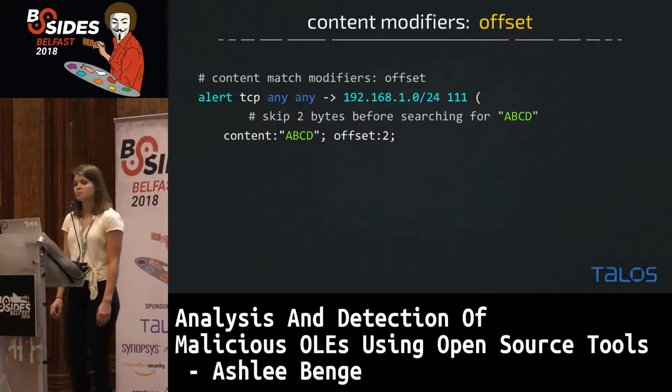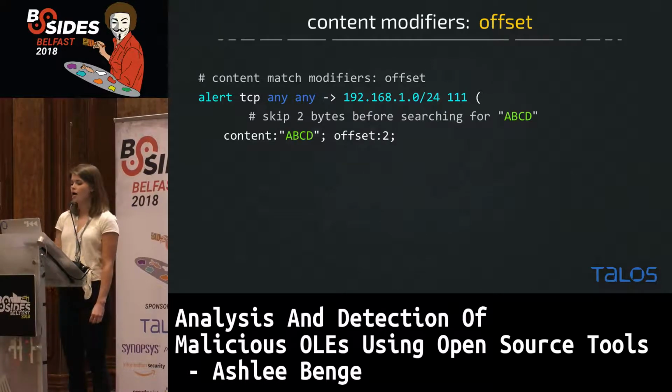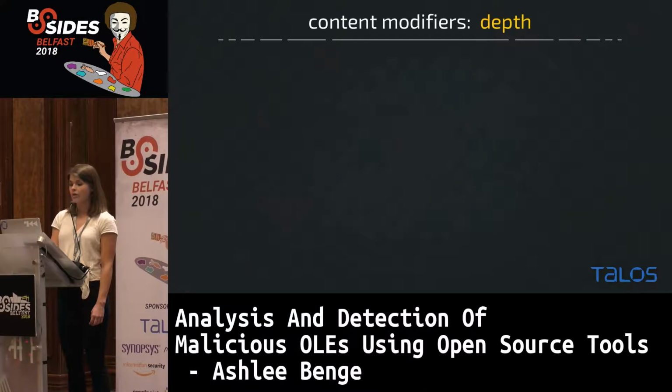We can also specify where in our packet we want to look. So if we use a content modifier called the offset, we want to specifically skip 2 bytes of our packet before we start to look for our content match, which is ABCD. So you can think of this as the beginning of the window that you're going to be searching for your content match. And this is the absolute position in the file.